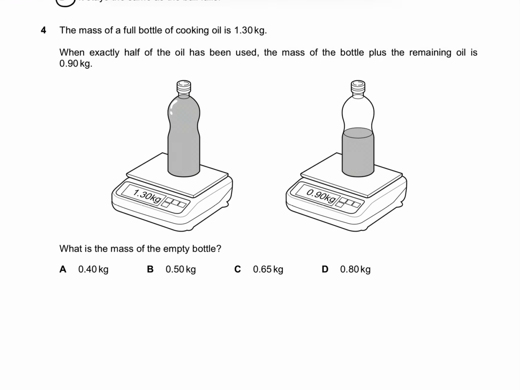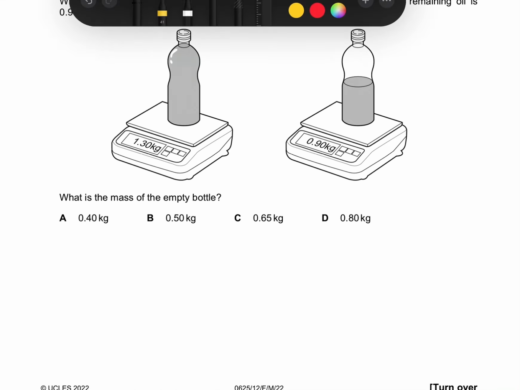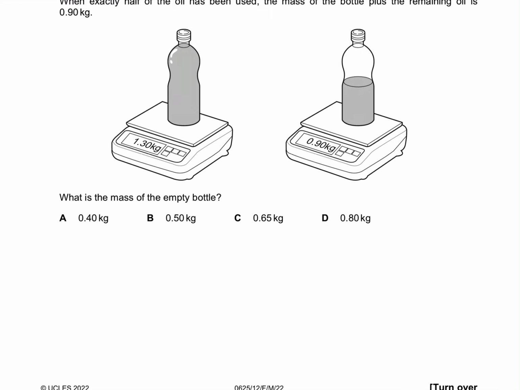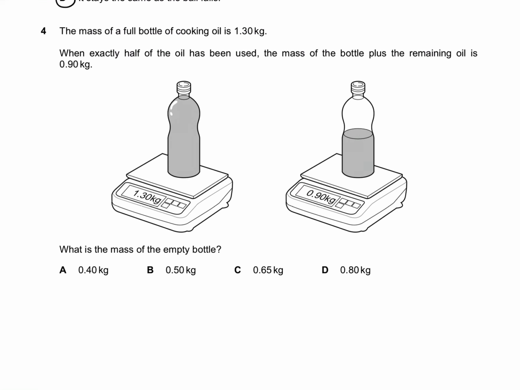Now, this question involves a little bit of algebra. This is how I like to go ahead and solve it. In the first part of the question, it's saying that the mass of a full bottle of cooking oil, so the oil plus the mass of the empty bottle, because apparently the bottle has some mass, of course. So if you add the oil to the empty bottle, you have 1.3 kilograms initially.